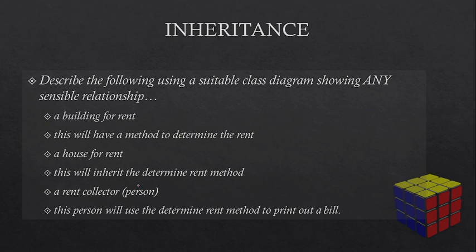Okay. So here we have another activity: to describe the following using a suitable class diagram showing any sensible relationship. So we have a building for rent. This will have a method to determine the rent, and then a house for rent. So this will also have the determine rent method.